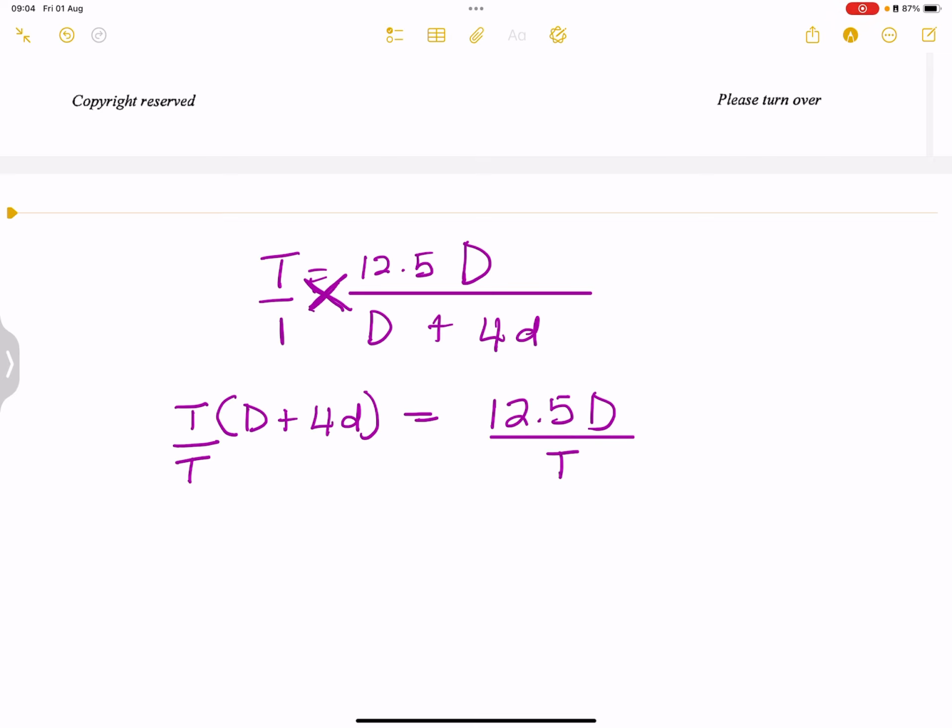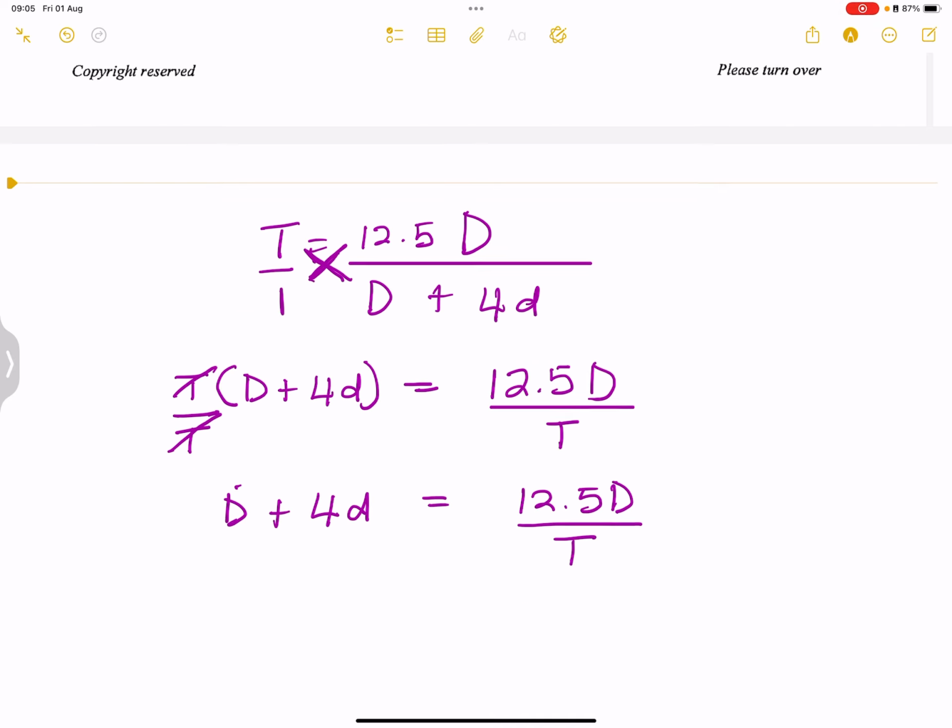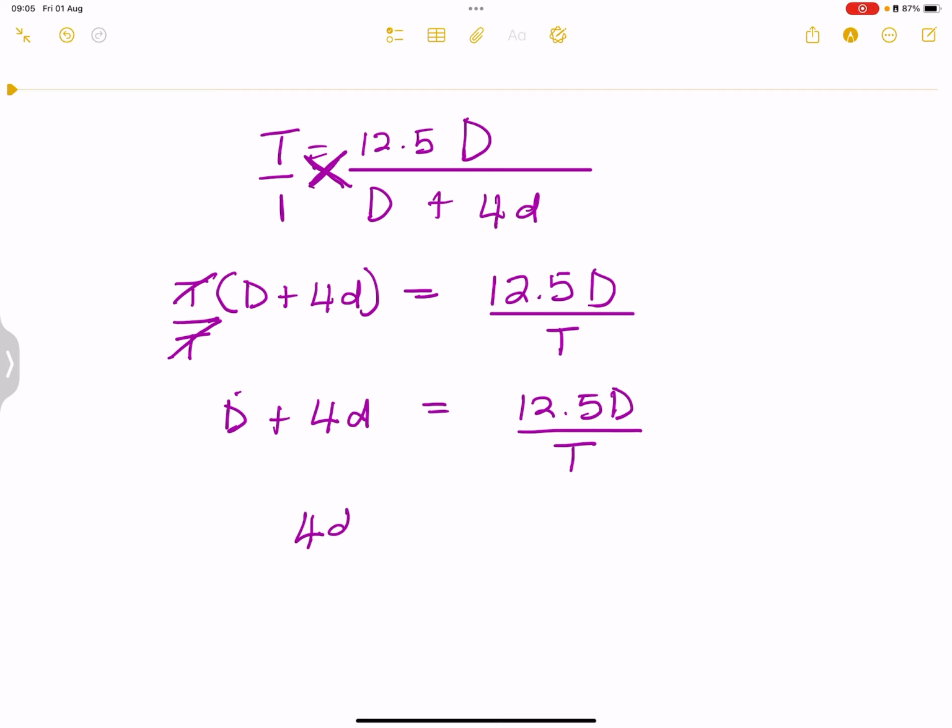All right, so I'm left with D plus 4d on this side, and this would be equal to 12.5d over t. But I can take this big D to the other side. I've got 4d, which is equal to 12.5d over t, minus the big D.